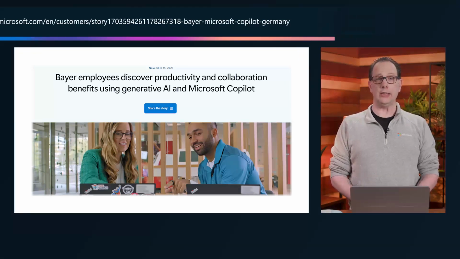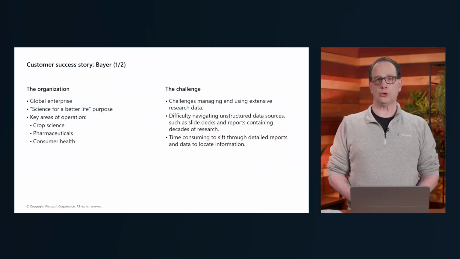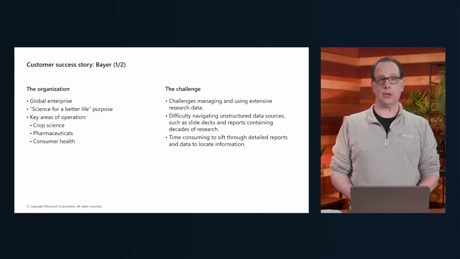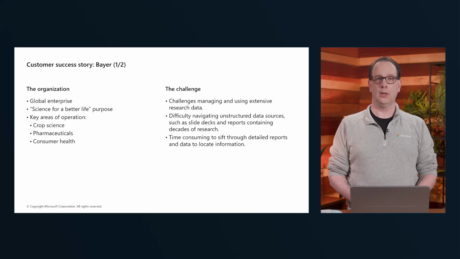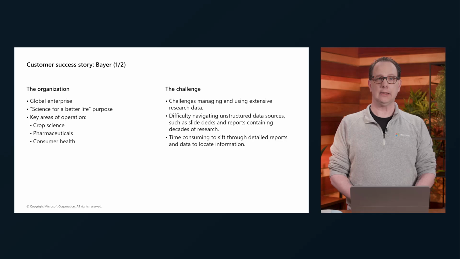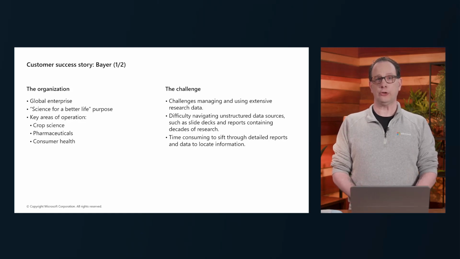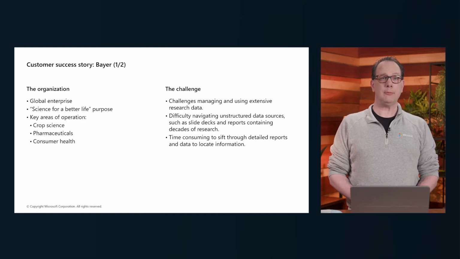They operate in several key areas. For example, crop science. This department focuses on supporting farmers through innovative agricultural solutions aiming to enhance crop yield and sustainability. Another department is pharmaceuticals. Bayer is involved in the development and manufacturing of products aimed at diagnosing, preventing, and treating diseases, contributing significantly to medical science. And then we also have consumer health. This department produces a range of consumer healthcare products aimed at improving the overall health and well-being of consumers.